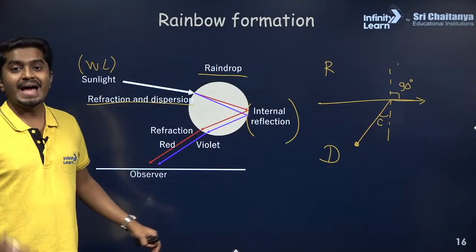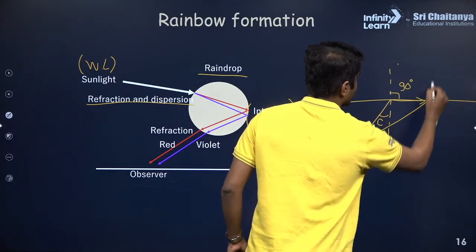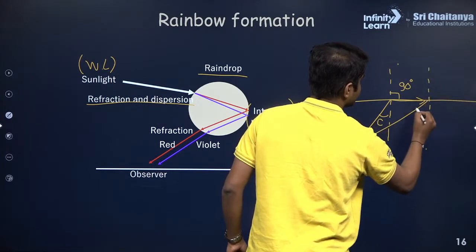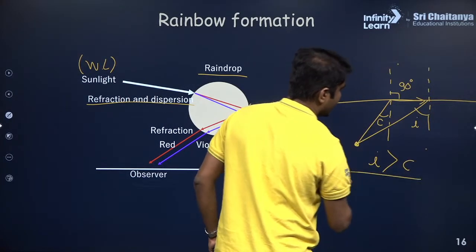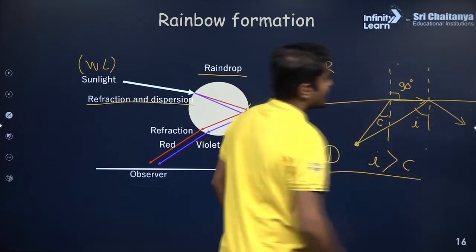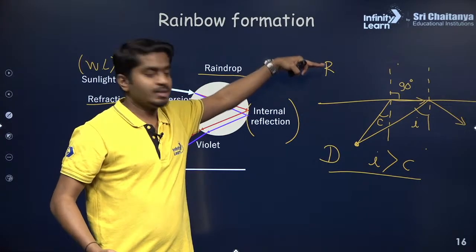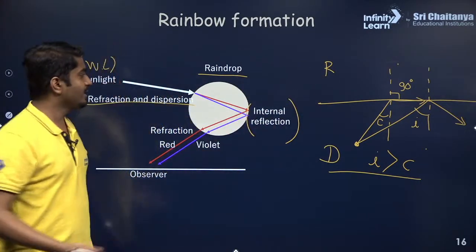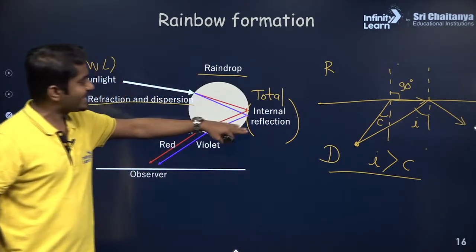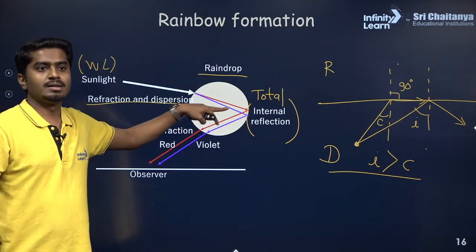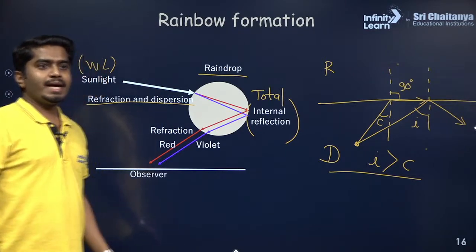Okay, and if the angle of incidence, there is another angle I, angle of incidence. If this angle of incidence is greater than the critical angle, what will happen? All of the light is reflected internally. Light will not go to the other medium. So that is called total internal reflection. Exactly the same thing happens in the rainbow formation through the water drops.